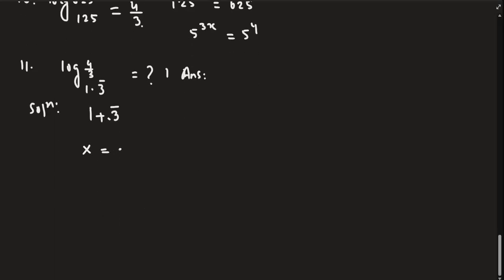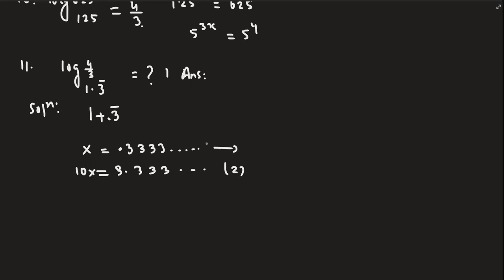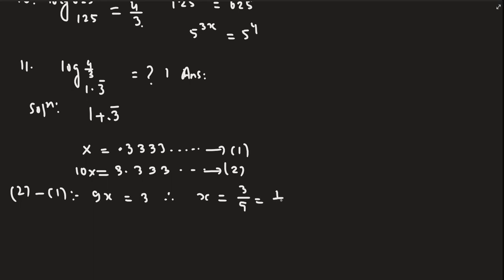Consider x is equal to 0.3 recurring, that means 3, 3, 3, and it goes on up to infinity. Multiply both sides by 10, so it will be 10x, which is equal to 3.333. Now from equation 2 subtract equation 1. So what we get? 9x, which is equal to 3. So x is equal to 3 by 9, which is 1 by 3.